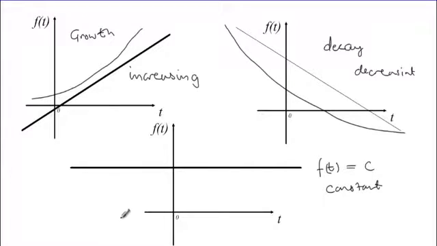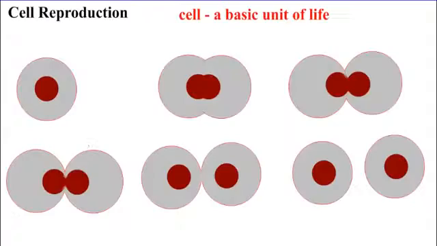Okay. Now to experience a special type of growth, let's look at the following situation which we meet in biology. Now we all know that a cell is a basic unit of life, the smallest living thing. The multiplication of cells in our bodies can result in increasing of tissues, and that way we can grow and so on. But then let's just focus on the multiplication of cells themselves.